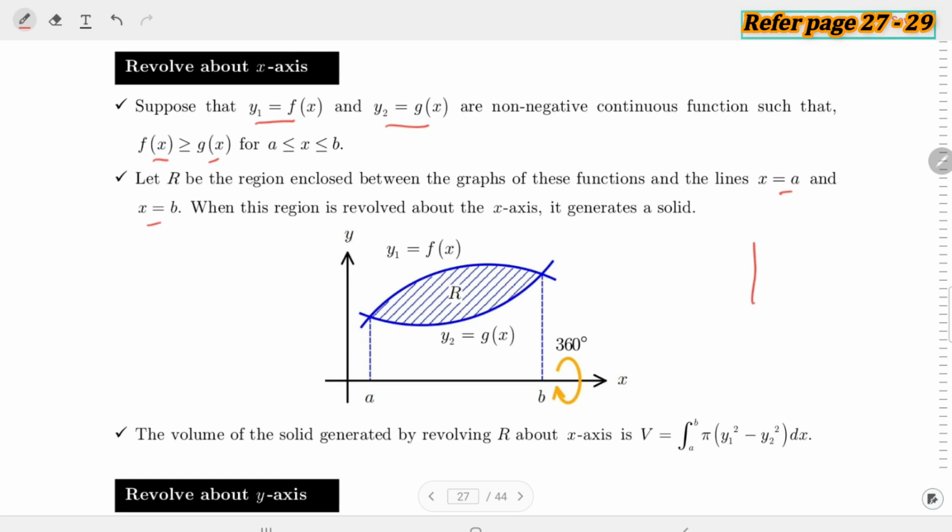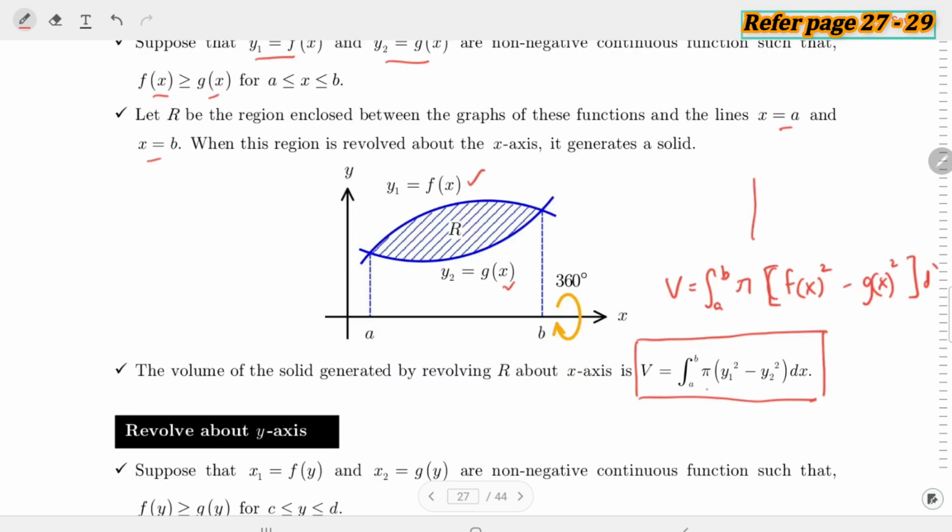Okay, so let's have a look at this graph. On this sketch there are two functions. This one is the function f(x), and the other one is the function g(x). To find the volume, we're going to use this formula: V equals the integral from a to b of π times (y1² − y2²), which is f(x)² − g(x)², dx.